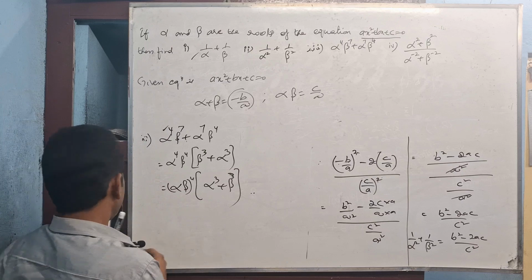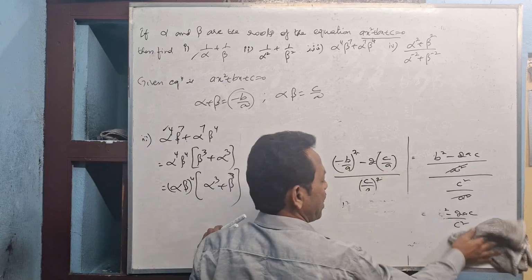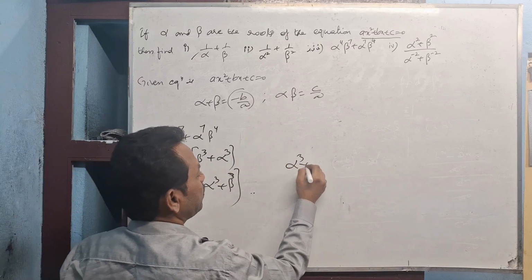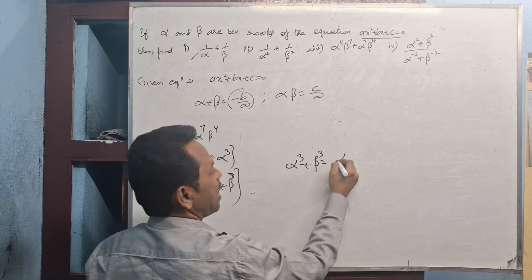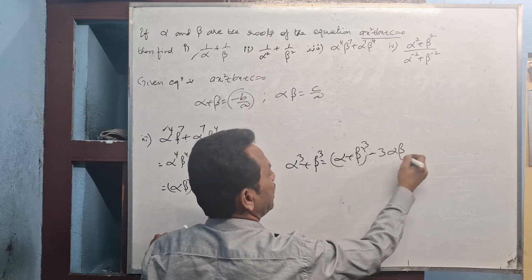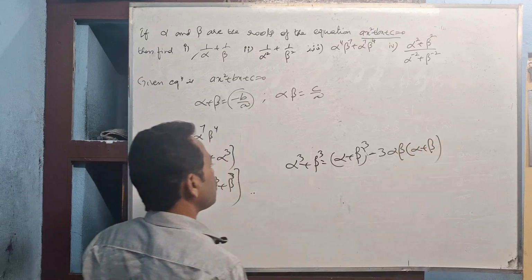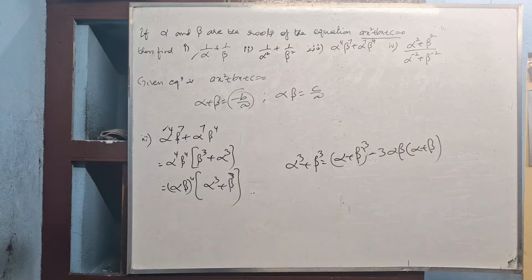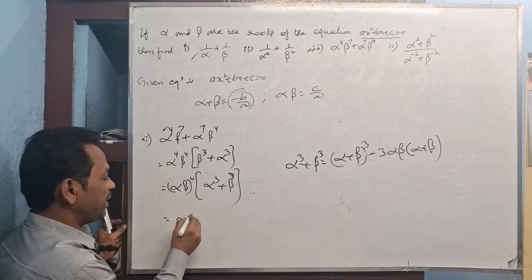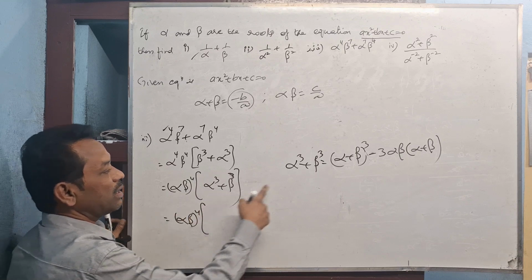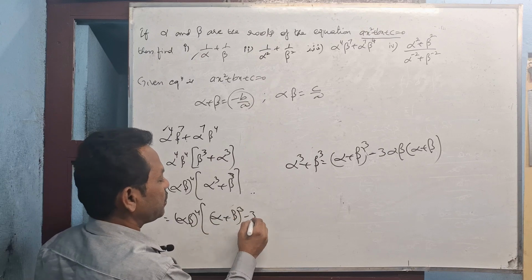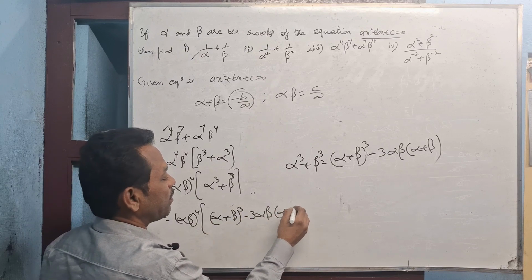Now, we know the formula. Just now I gave one formula. Which formula? Alpha cube plus beta cube. We can write this as alpha plus beta whole cube minus 3 alpha beta into alpha plus beta. So we can take this formula inside a bracket. So alpha beta whole to the power of 4 into, here let me take alpha plus beta whole cube minus 3 alpha beta into alpha plus beta.